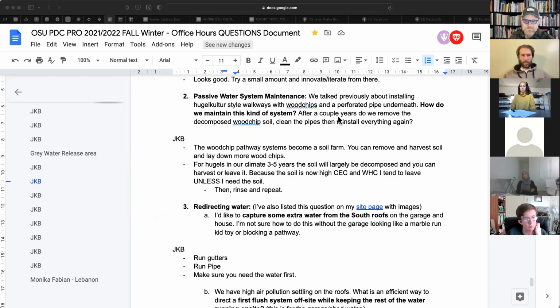One of the things that I'm worried about is there's a lot of dispersive clay in the soil. Mm-hmm. And I'm wondering if those wood chips break down into soil, if it'll end up mixing with that clay, and if the drainage or the passive water system won't be able to get the water into all the areas. No, it won't be a problem. I wouldn't worry about that.